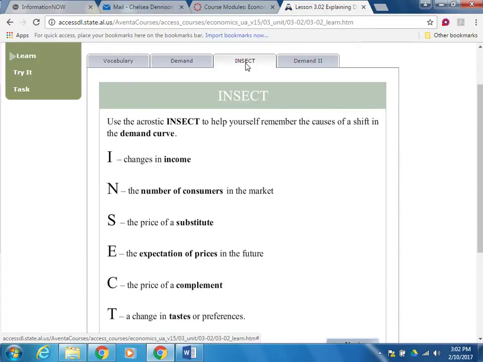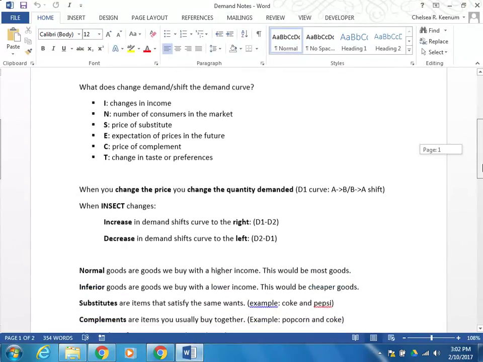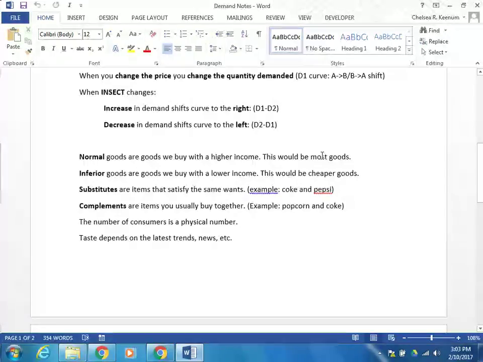Okay, now let's talk about some of these things that are talked about in the determinants. You should probably know what income is. It's basically how much money you have. Some things to know: normal goods are goods we buy with a higher income. And that's talked about in the notes right here. Okay, so this is pretty much most goods. So when you have a high income, when the money flows, you go to the movies or you buy whatever really because you've got the money.